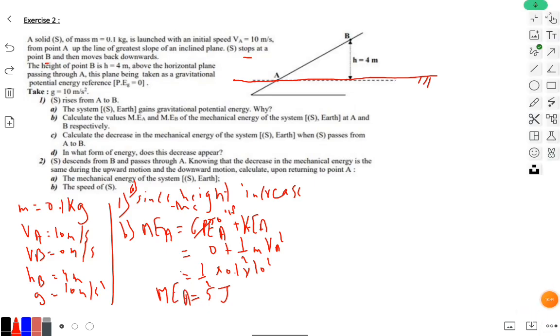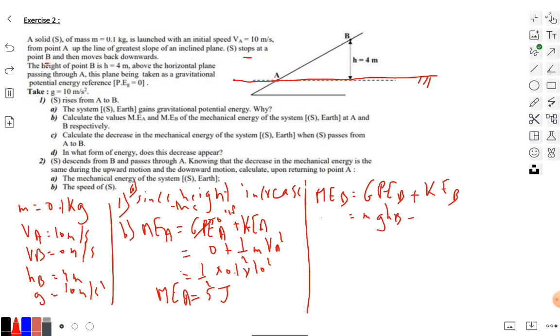Mechanical energy at point B is equal to gravitational potential energy at point B plus kinetic energy at point B, equal to m g h_B plus 0 without initial speed. So it's equal to 0.1 times 10 times 4, equal to 4 joules.